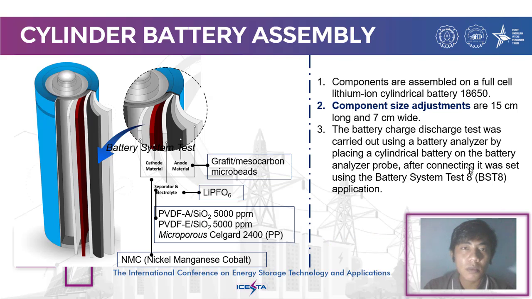Cylinder battery assembly. Using a cylinder cell with components nickel manganese cobalt or NMC for the cathode, graphite for the anode, and LiPF6 for the electrolyte. The separators used PVDF-A SiO2 and PVDF-E SiO2 5000 ppm and microporous Celgard or PP. Components are assembled into a full cell lithium-ion cylindrical battery. Component size was adjusted to 15 cm long and 7 cm wide. The battery charge-discharge test was carried out using a battery analyzer by placing the cylindrical battery on the battery analyzer probe. After connecting, it was set using the Battery System Test H or BSTH application.